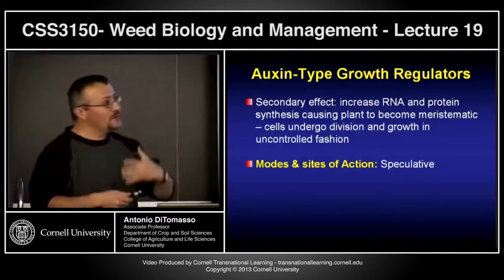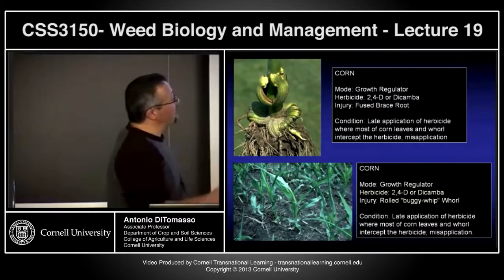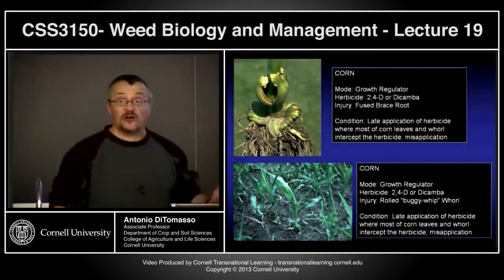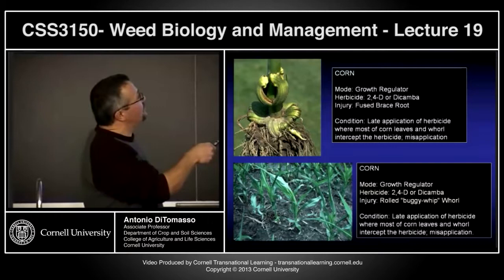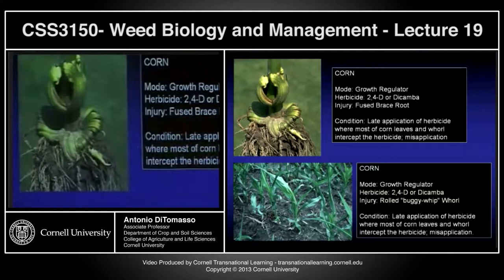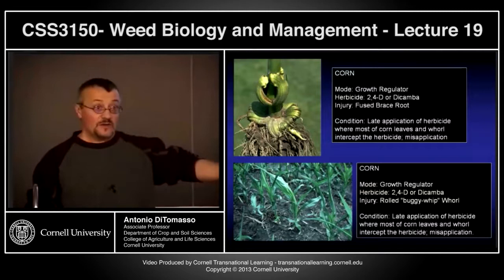Okay? So this is an important group, and I just wanted to show you this condition. One of the things we do at that weeds competition is also talk about non-target effects. So this is 2,4-D and what's called a fused brace root that happens when you use 2,4-D or dicamba improperly. These products are registered in corn, but if you're mishandling it, so how does this happen? As a student, you need to be telling them what happened here. They'll tell you 2,4-D was applied or dicamba.